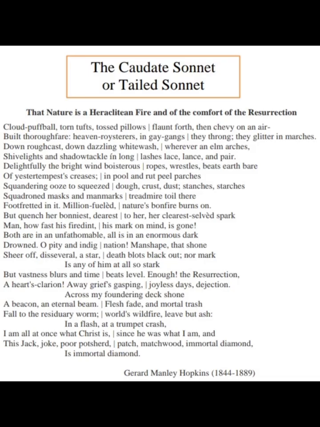Look at Hopkins' sonnet, That Nature is a Heraclitean Fire. The first tail in the sonnet is "Any of him at all so stark," followed by a heroic couplet. Then another tail, "Across my foundering deck shone," followed by another heroic couplet, and so forth.